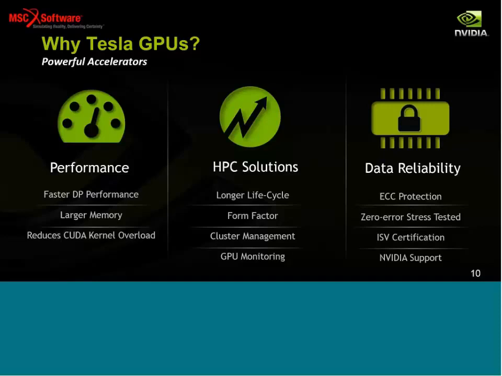Now, the next aspect is what we call zero error stress tested. This means that the hardware is stress tested for many days with zero tolerance for error. Now, ISV certifications: independent software vendors certify their apps only on Tesla. It is also a good point to note that Tesla boards are manufactured by NVIDIA to guarantee highest reliability. And also, you have NVIDIA support for bugs and feature requests.